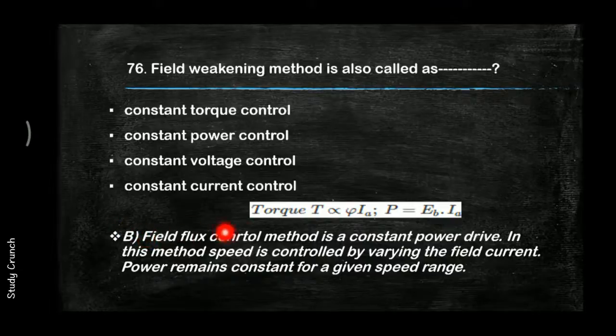Next, field weakening method is also called as constant power control method. As we know that the field flux control method is a constant power drive. In this method, the speed is controlled by varying the field current. So the power remains constant for a given speed range. This is the formula. P is equal to EB into IA.